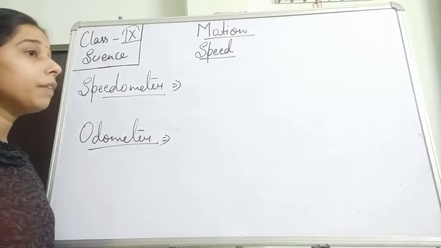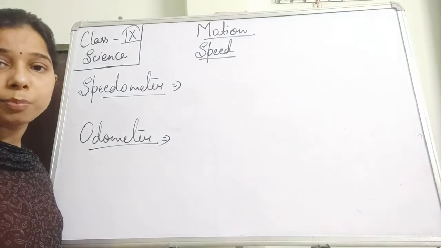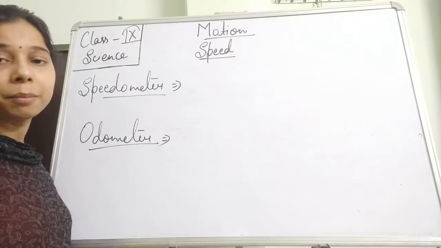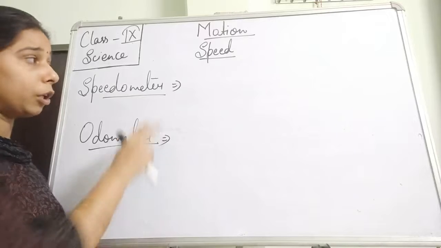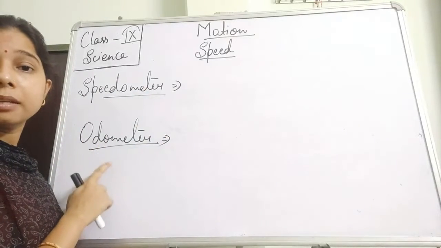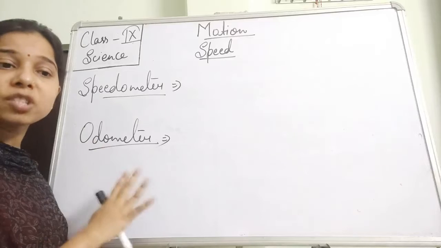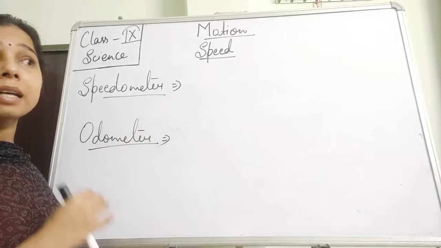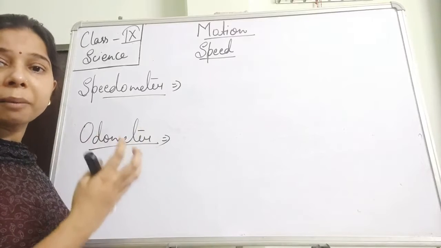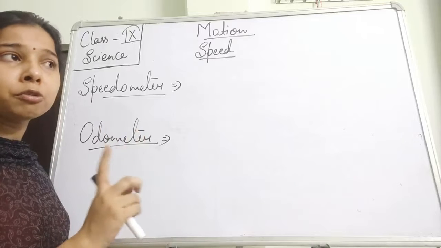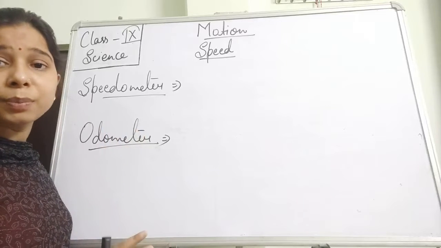What is the speedometer? Whenever we find the speed of an object, of a car moving, at an instant of time, that is called the speedometer. You have seen that these two are there in your vehicle. The odometer tells how much distance has been traveled by the vehicle, and the speedometer tells what the speed is at that particular instant of time. With the help of the speedometer, you can see whether it is moving at a very high speed or a very low speed.